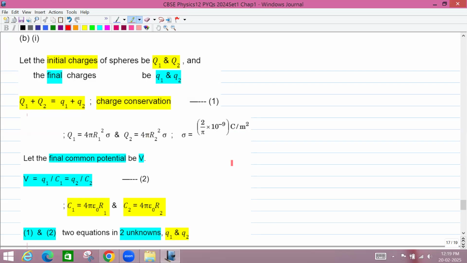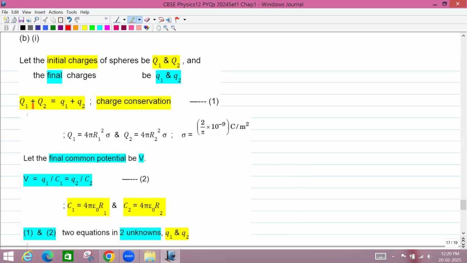And once they are connected by a thin wire, both the spheres and the wire will be at the same potential, because you have two conductors connected by a wire, which is a conductor. They will all be at the same potential, and let that common potential be V. For a spherical capacitor, V is q1 by C1, and for the second capacitor, it's q2 by C2. C1 is 4 pi epsilon naught R1 and C2 is 4 pi epsilon naught R2, because this is a spherical conductor.